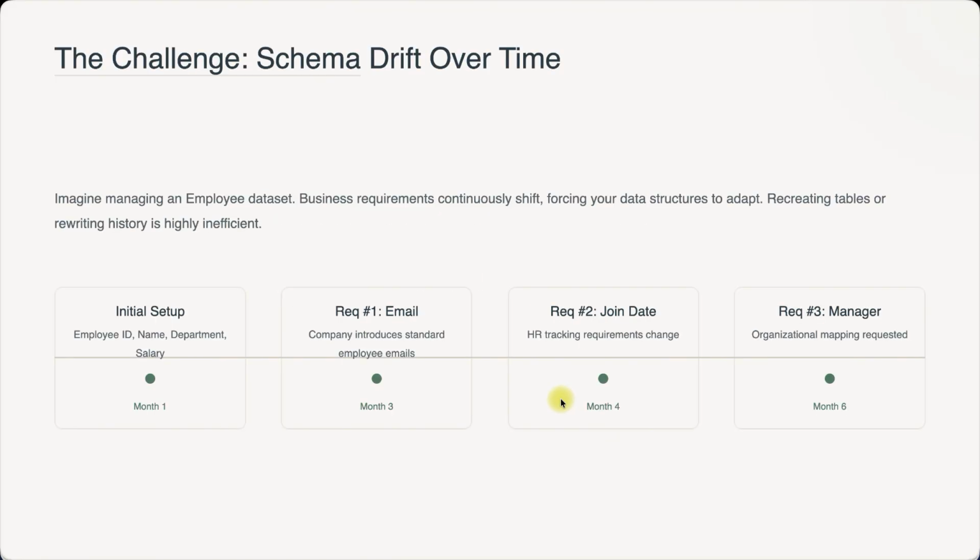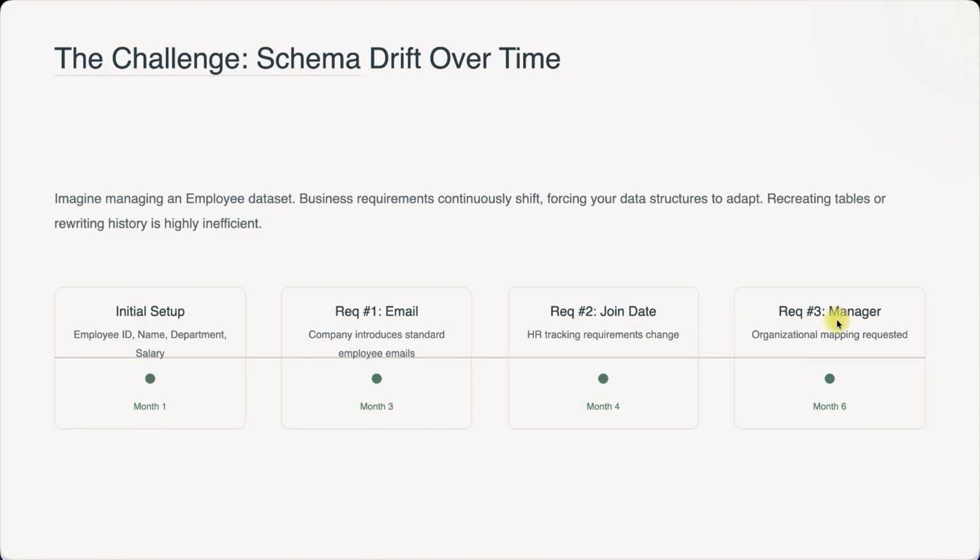Let us imagine you are managing a live employee table in Delta Lake. Everything is running smoothly with 4 clean columns: employee ID, employee name, department and salary. But then HR comes with a new requirement and they say we also want to store email address. A few weeks later, again a new requirement and they say we also want to add join date in the employee table. Okay, and then another request for manager name.